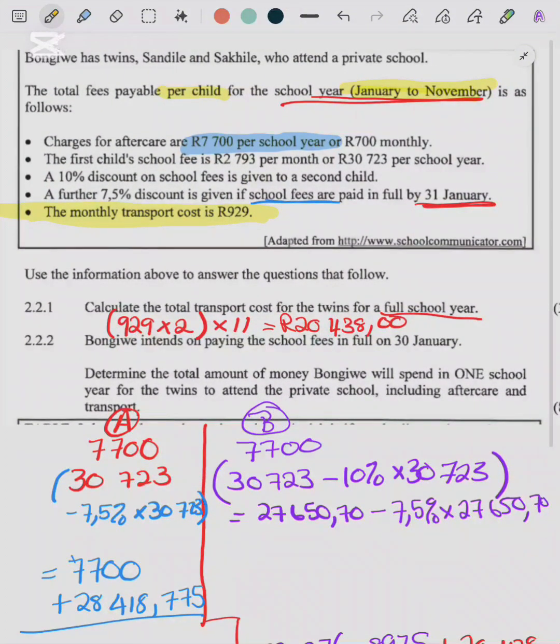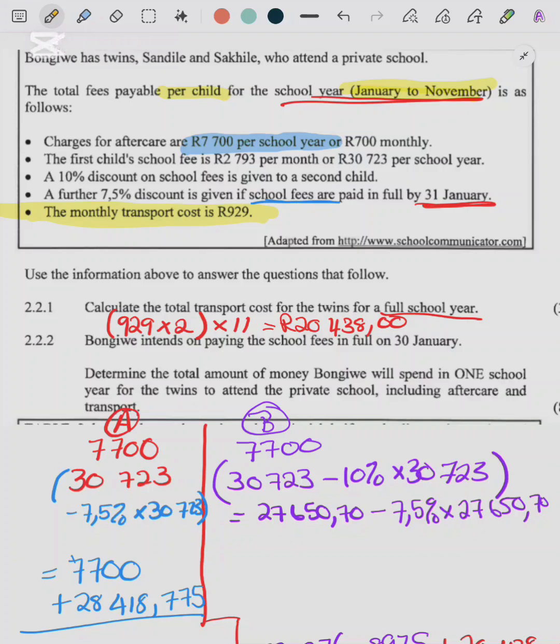Okay, so with these kind of questions when they come up, the important thing to note is it's not particularly in-depth calculation. There was no interest, there was no tax. It was quite straightforward. It was more a case of making sure you're reading what's going on and paying attention to the details, right? 2 children, the prices are per child.